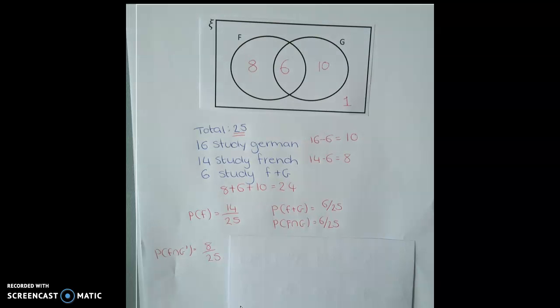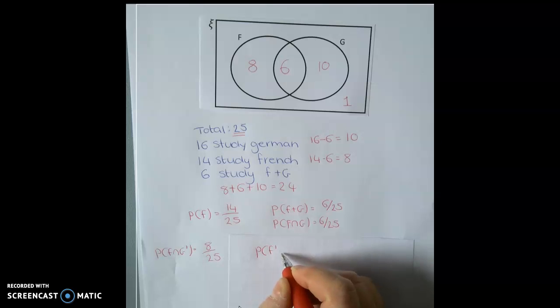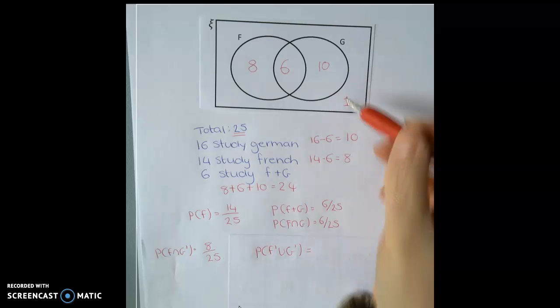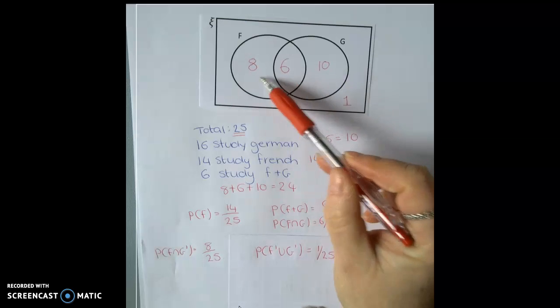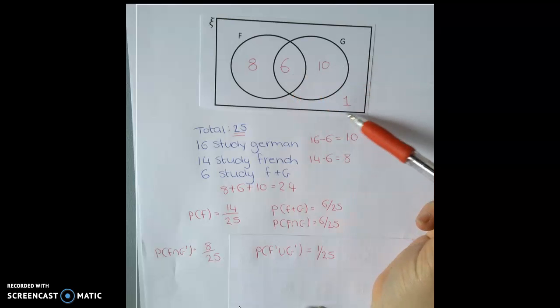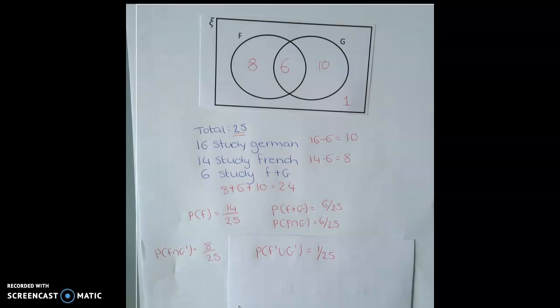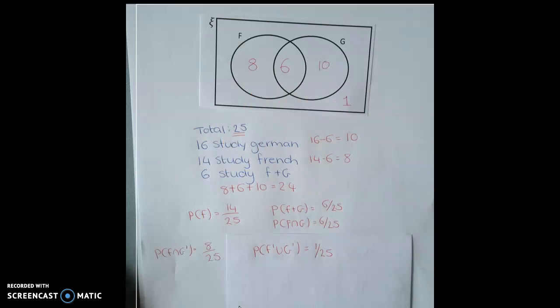Now the final question asks us for the probability of a student picked at random that doesn't study French or German. So the probability that they don't study French or German would equal 1 out of 25, because we worked out by doing our Venn diagram that there were 24 students who studied French, German, or French and German, and then there was only one student who didn't study either French or German. So it's quite easy to see from our Venn diagram how many students studied which subject and how many students didn't study either.